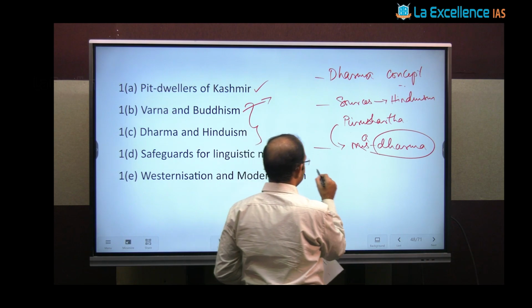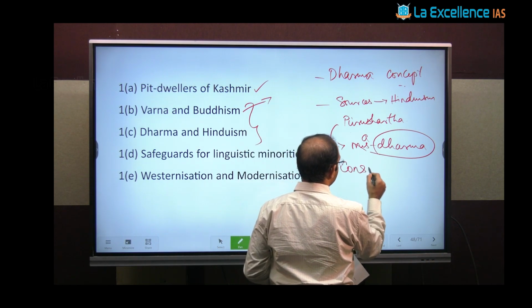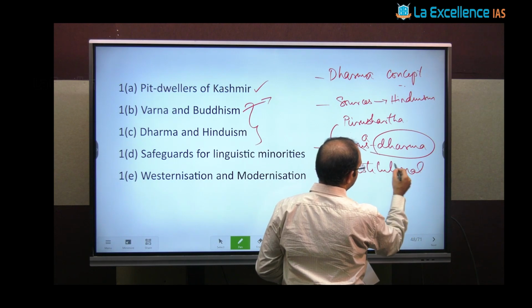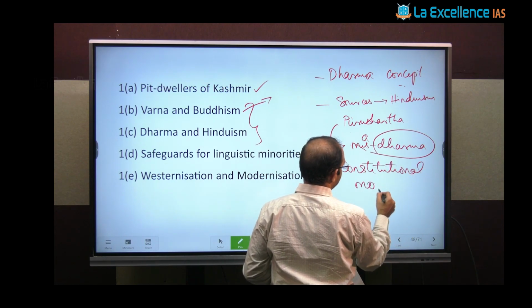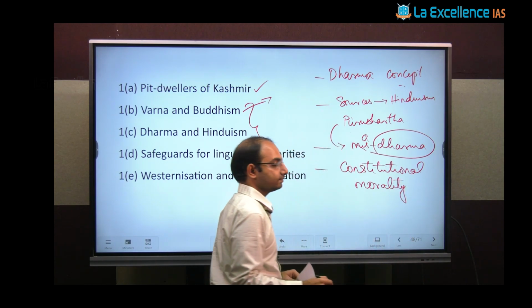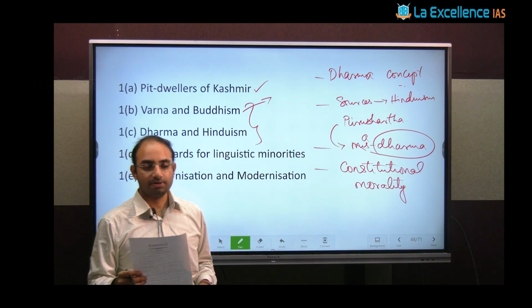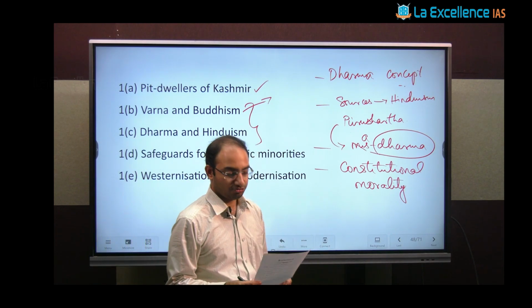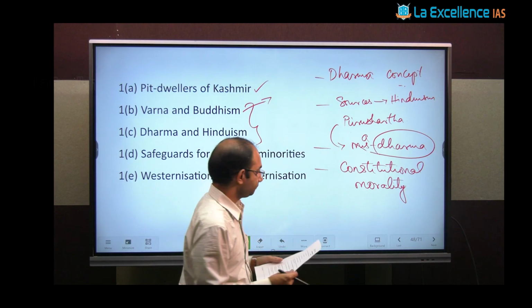And then you can say that in modern societies, Dharma is no longer drawn from religion, but Dharma or morality comes from values like constitutional morality. You can bring in that in modern societies, what prevails is not any particular religious notion of Dharma, but the notion of constitutional morality. That's all.